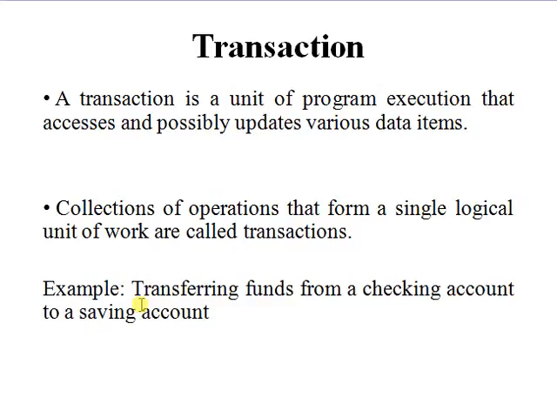Now consider an example: transferring funds from a checking account to a savings account. This is one transaction in which a number of operations do work to perform the single transaction. To fulfill the transaction, whatever work it does, we require some properties. So what are the properties required for the transaction?